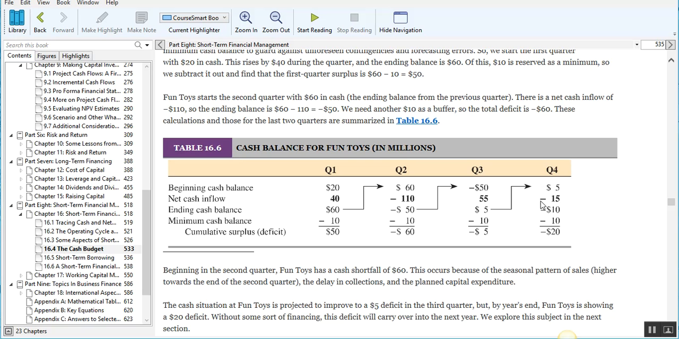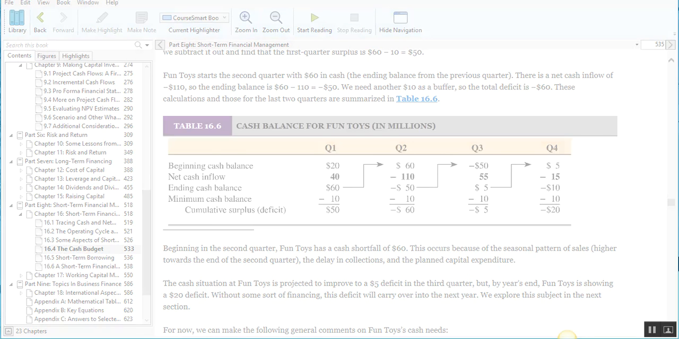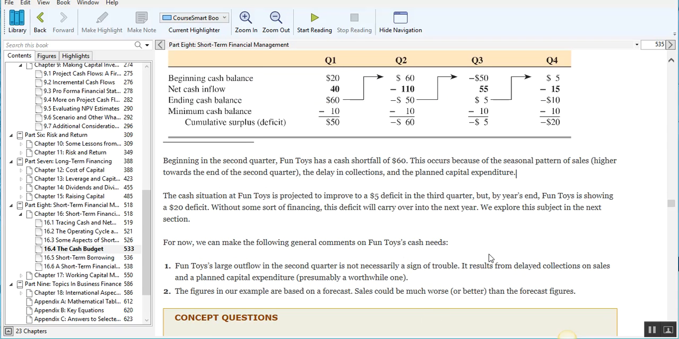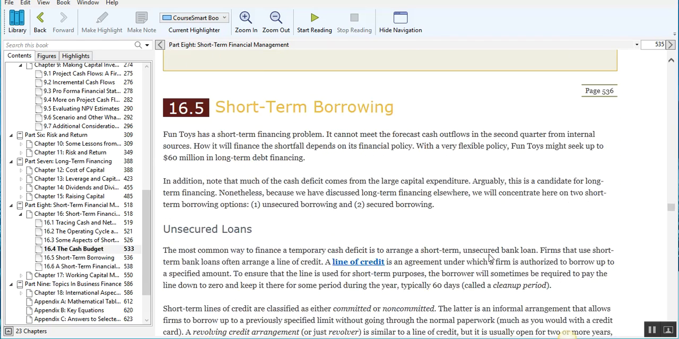We take out the net cash inflow, which is outflow in this case, a negative. We have an ending cash balance of a negative 10 million. We have a minimum cash balance of 10 million. We subtract that from the negative, we get a larger deficit of 20 million. So what you're really doing here is taking the cash inflows and outflows to figure out where your cash is going to be for this business. Okay, so that's the cash flow, and it's like a cash budget problem.